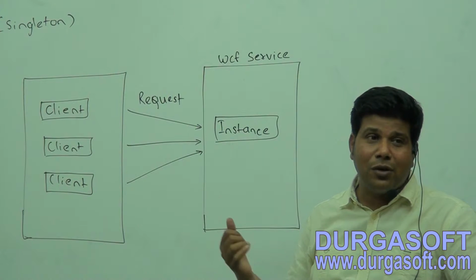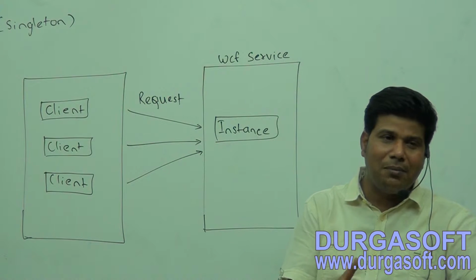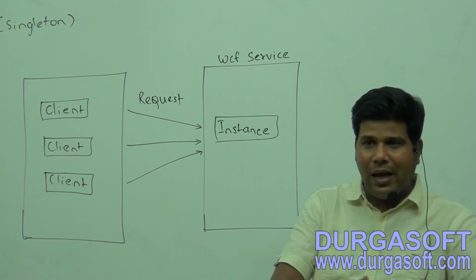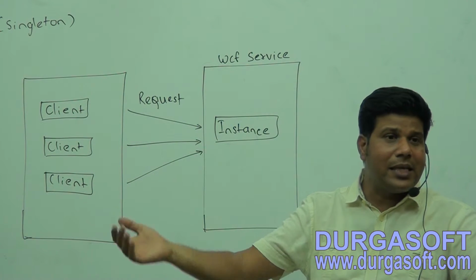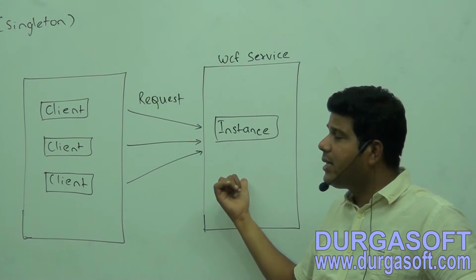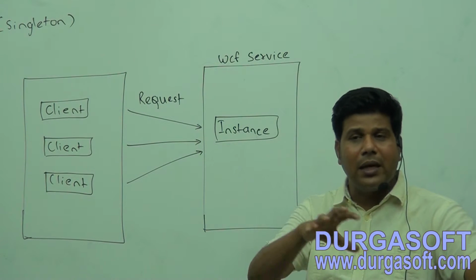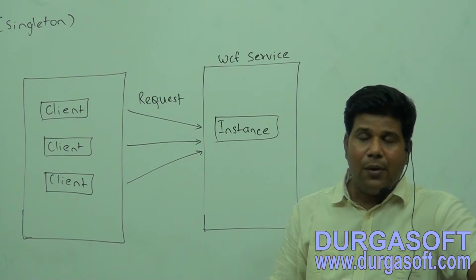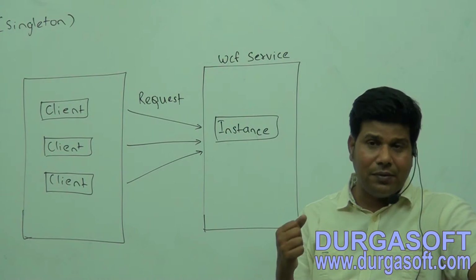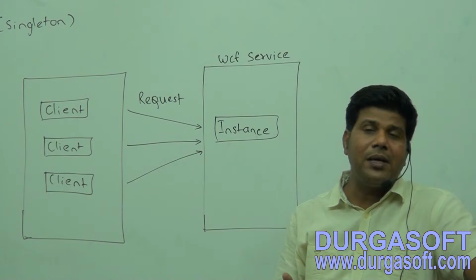But here we cannot store user-specific information. We cannot store username, account number, credit card number, or PIN number, because other clients are also accessing the same instance. So we go with this whenever you want to share common data to all the clients connected to the service. Whenever you want to share common data to all the clients connected to the service, then we have to use single.